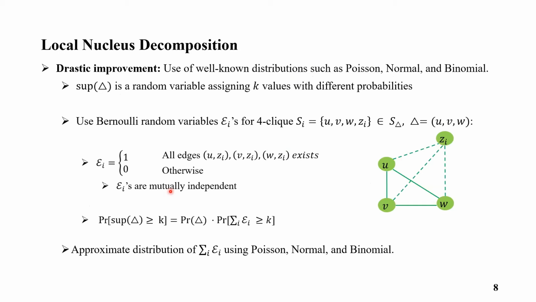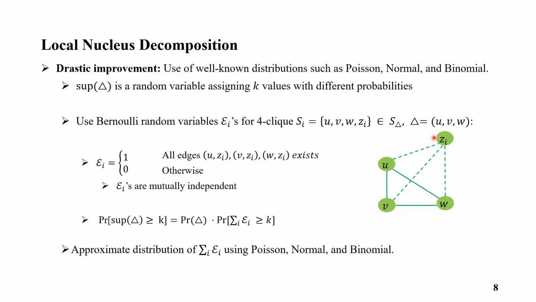The DP approach is quadratic in the size of the 4 cliques which contain a triangle. So we obtain more improvement using some statistical approximation, by utilizing that the support of a triangle is a random variable which can assign different K values with different probabilities.